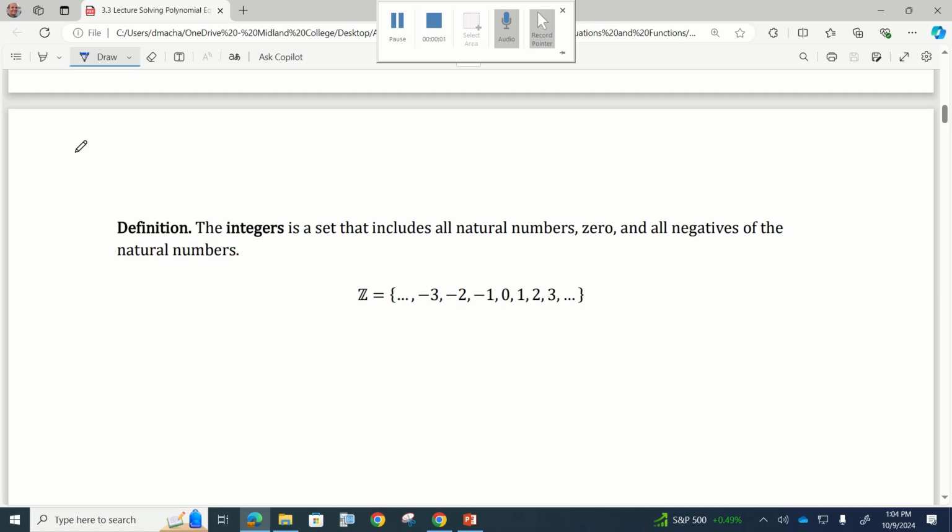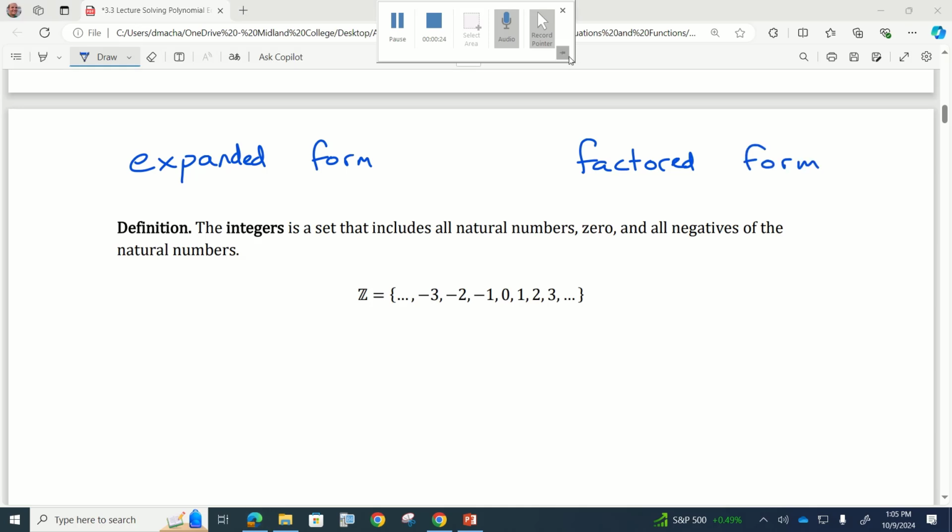All right, today we are talking about how to factor polynomials. And we've already done this with quadratic polynomials, where we took the expanded form of a quadratic and we rewrote that in a factored form. But now we've said that every polynomial can be written in an expanded form and a factored form.